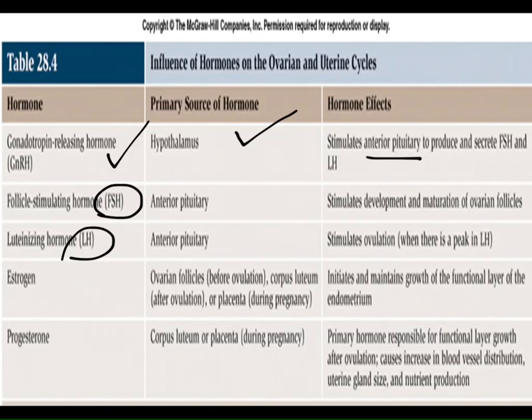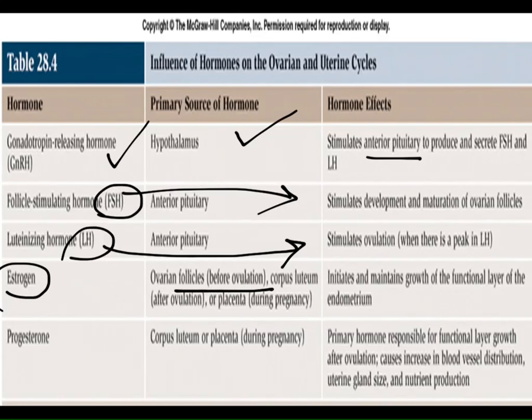The FSH is going to be involved with developing follicles, and LH will be involved with stimulating ovulation. We saw the peak right before ovulation. And then remember we saw estrogen primarily before ovulation, and we saw progesterone primarily from the corpus luteum and during pregnancy from the placenta. So the HCG and the placenta are also making progesterone, and those levels are all going to help maintain the uterus.